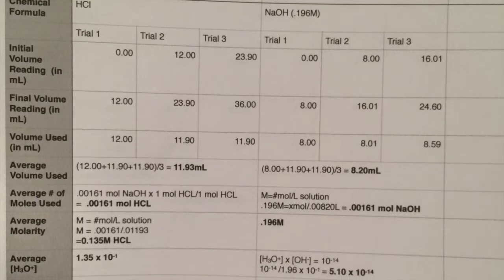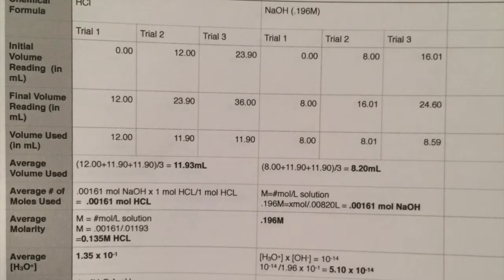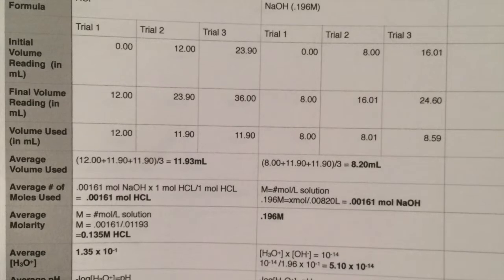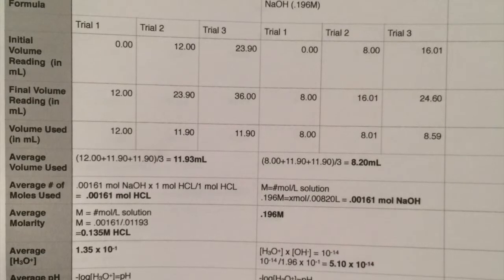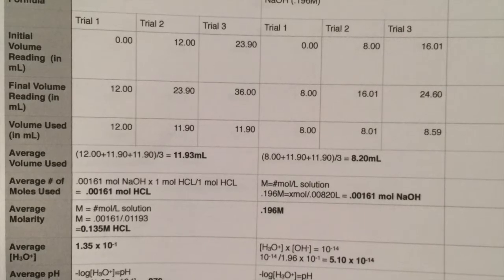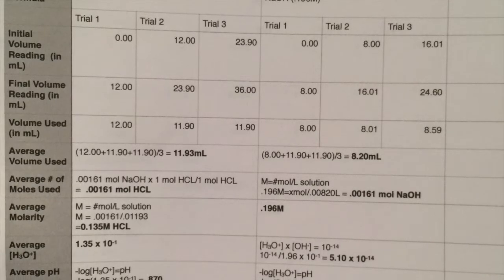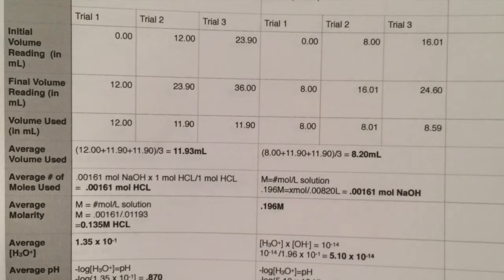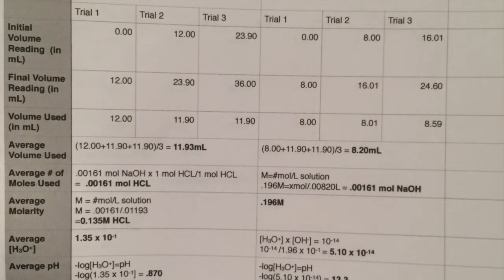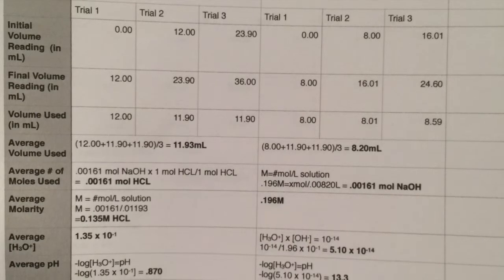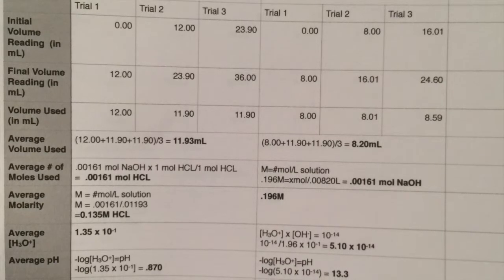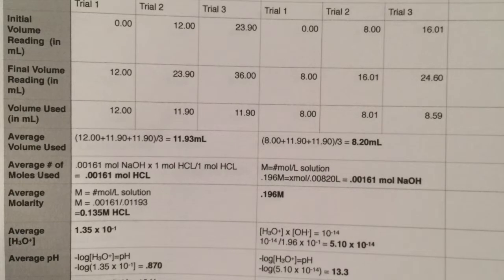From here, the average molarity was able to be calculated. Again, this value is already known for NaOH: a 0.196 molar solution. Then using the equation molarity equals number of moles over liters of solution, the average molarity for HCl was able to be calculated by solving molarity equals 0.00161 moles divided by 0.01193 liters, which gave a 0.135 molar solution of HCl.